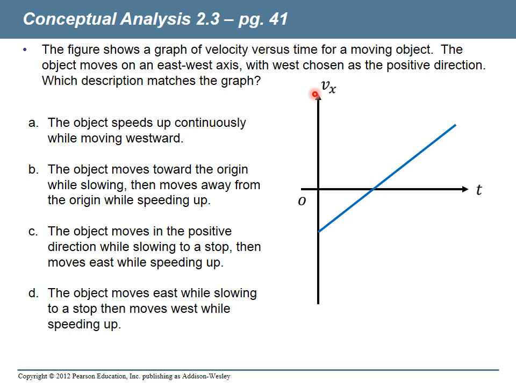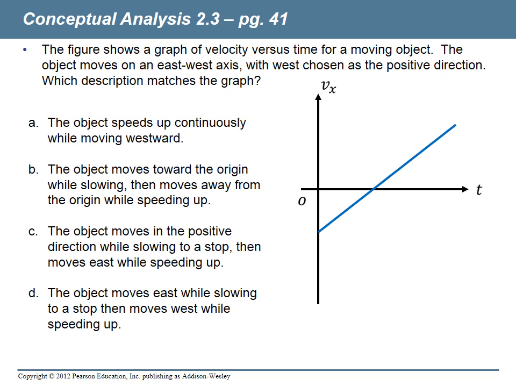So this is the velocity, this is the time. West is chosen as the positive direction. So this direction would be west, and this direction would be east, because if west is positive, east would be negative, right? So which description matches the graph?